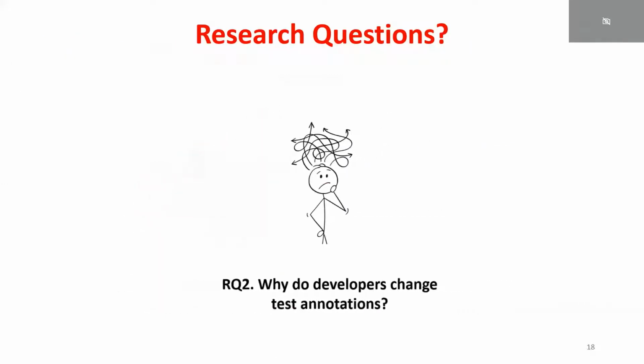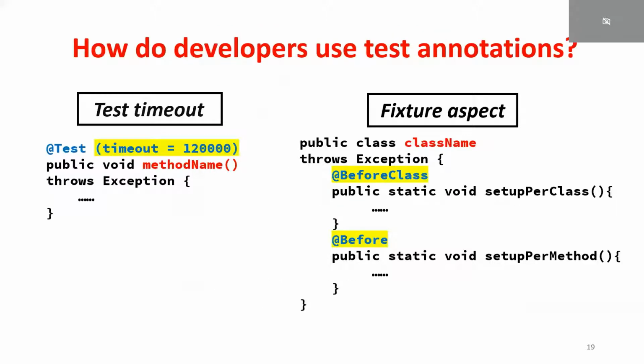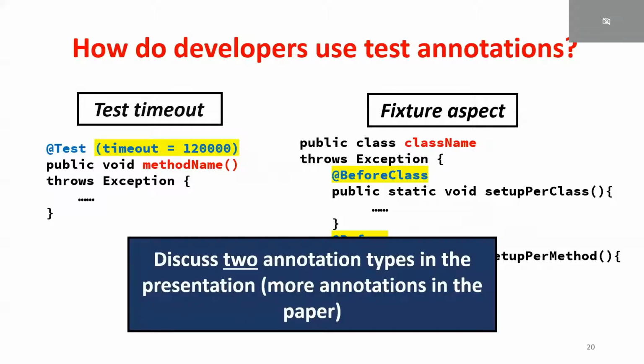Our second research question studies why annotations are changed in the wild. To answer this, we look at two examples. As introduced before, one is test timeout and the other one is test fixture. We only discussed two examples, but there are many more interesting annotation changes covered in our paper.